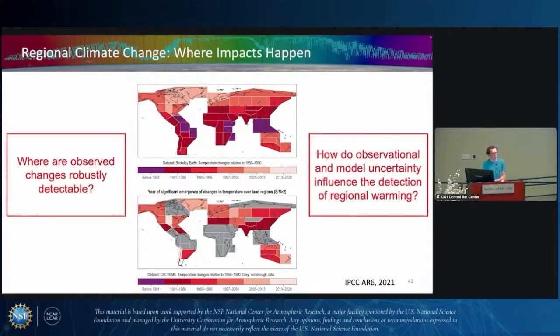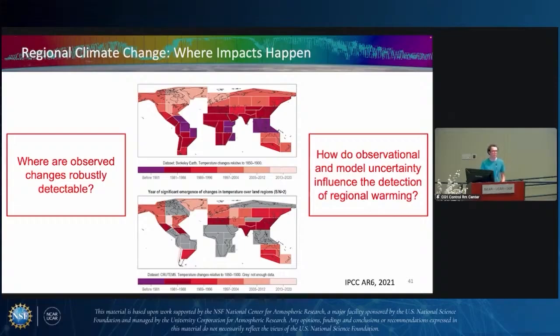The research questions I'm going to try to answer here are: where are these changes robustly detectable when we're accounting for a lot of different sources of uncertainty? And also, how do these different sources of uncertainty, both observational uncertainty and model uncertainty, what are their spatial patterns, and how do they influence our regional warming?